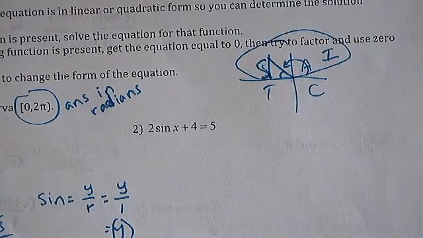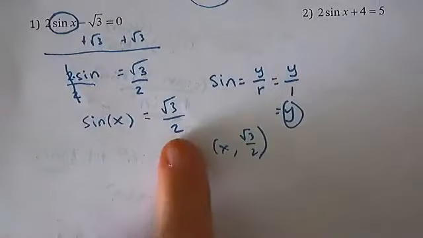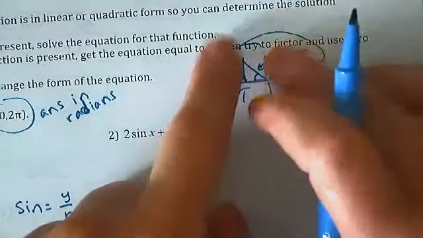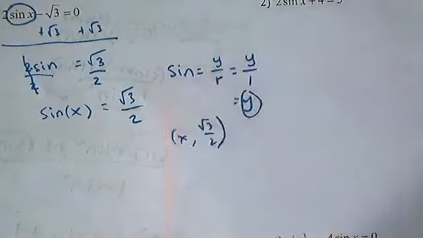So what is that telling us? Well, y is equal to root 3 over 2, positive root 3 over 2, in 2 different quadrants. So how many answers should you guys have? 2. Okay.